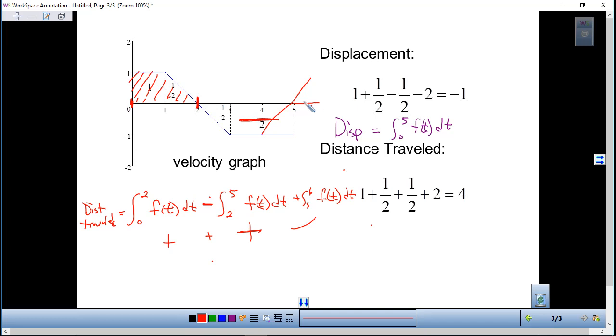Anything that's going to give you area above the x-axis is a plus. Anything that's going to give you negative area, which is below the x-axis, you're going to subtract. But that's only when you're looking for the total distance traveled, because you don't want this to take into account the fact that it's going backwards. You want to count all the distance.